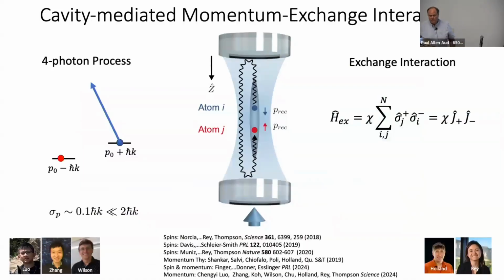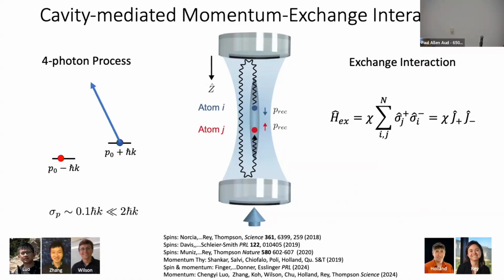So we're manipulating momentum states, and one of the things we wanted to ask is what other kinds of things could we generate? And Monica talked about it. It's going to be a momentum version of spin exchange, so we call it momentum exchange interaction. So imagine I had atoms in p0 plus ħk. We're going to let them fall along the cavity. That's the p0, and then minus ħk.